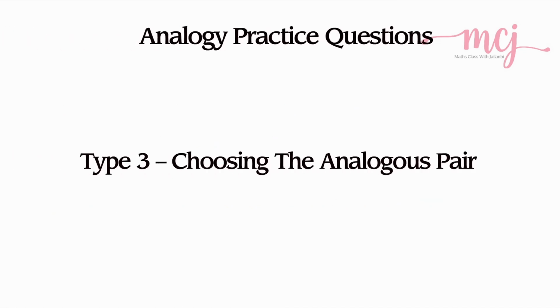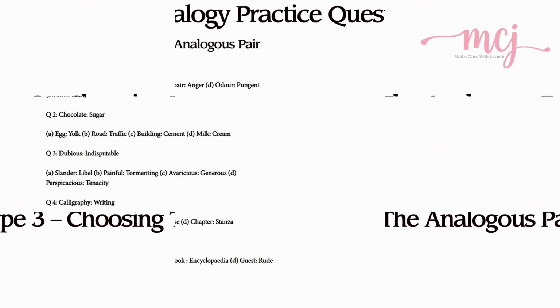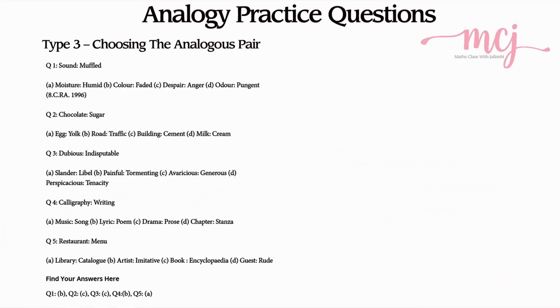Next, type 3, choosing the analogous pairs. I am giving some directions here. Each of the following questions consists of two words that have a certain relationship to each other, followed by four lettered pairs of words. Select the lettered pair which has the same relationship as the original pair of words, like sound, muffled, chocolate, sugar. Here we have some examples, and the answers are also provided at the end of the questions.